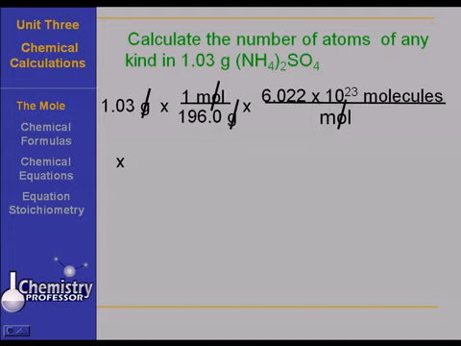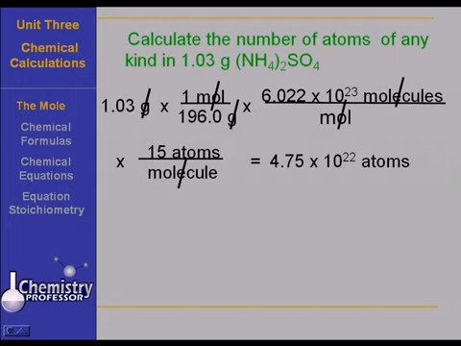Well, that doesn't answer the question because the question asks us the number of atoms. So we multiply that by 15 atoms per molecule. Now, where did we get 15? Well, we have 2 nitrogens and 8 hydrogens. That gives us 10. And 1 sulfur is 11, and 4 oxygens makes 15. That's where we got 15 atoms per molecule. And that is going to give us then 4.75 times 10 to the 22nd atoms.